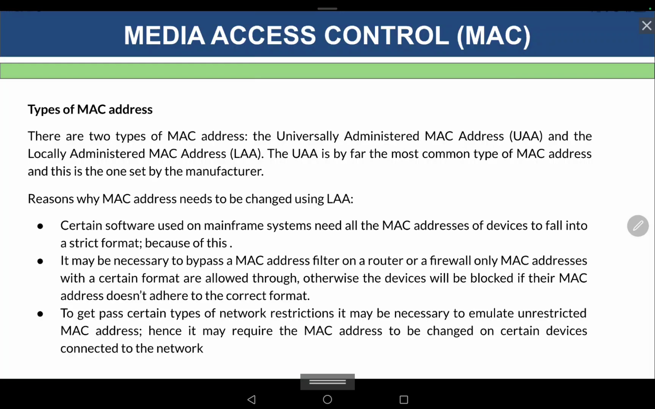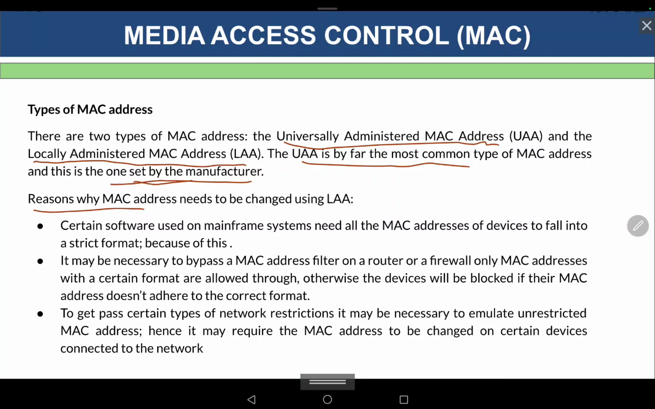Now, there are two types of MAC addresses. Okay, we have the UAA, universally administered MAC address, and then we have the LAA, locally administered MAC address. UAA is by far the most common type of MAC address. This is the one that is set by the manufacturer, while LAA is set manually by a user or admin.